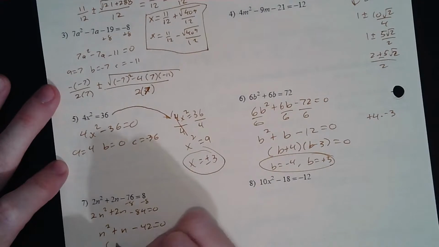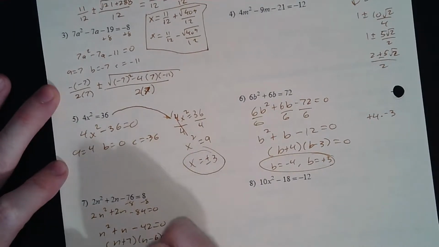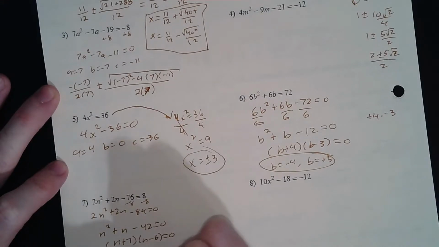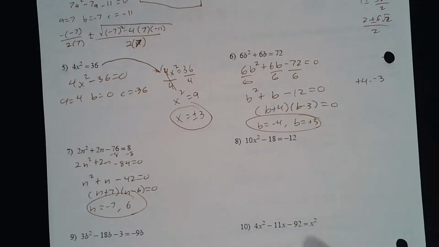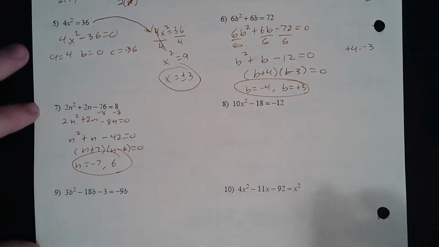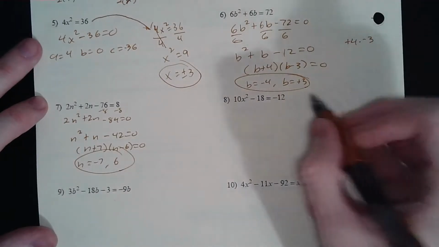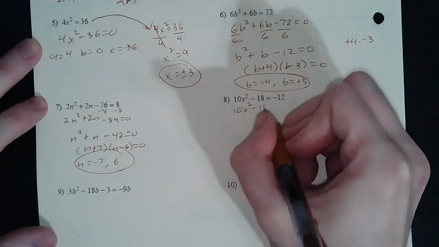And yet again, I can factor. We got n plus 7 times n minus 6 equals 0. And therefore, n equals negative 7 or positive 6. This is so much better than the quadratic formula when you don't have to do it. Number 8, almost identical. Divide everything by 2 after, actually gotta move stuff over first, sorry.